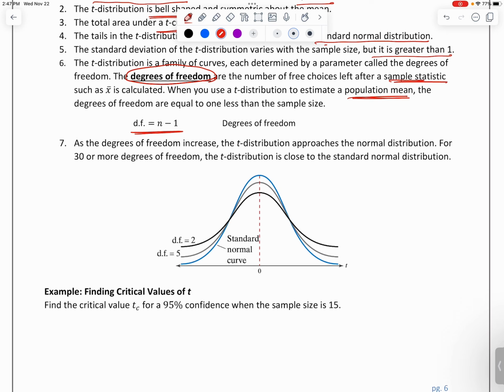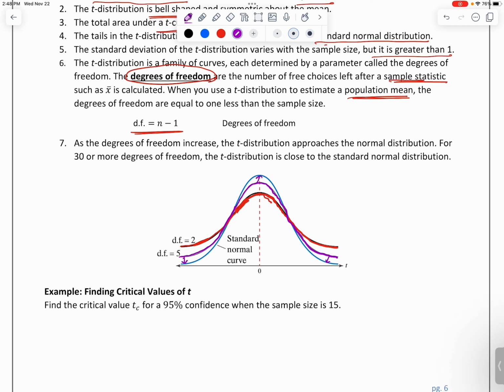So if your degrees of freedom is only 2, that's this solid black line. And remembering that the blue is your standard normal, so it's not quite the same. If we're looking at the purple line, a degree of freedom of 5, it's going to get closer and closer as the degrees of freedom increase. So you can see that it's getting closer to the standard normal curve, which is good because that's what we want.